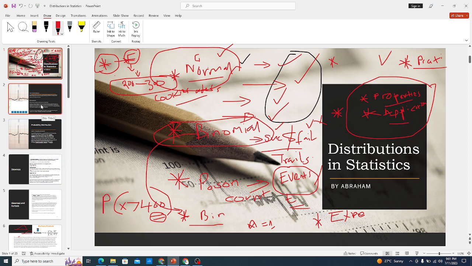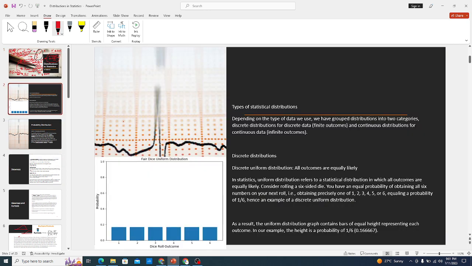Now to introduce this topic, let's start with the statistical distribution. Something I forgot to state is we have discrete distributions and also continuous distributions. For example, the normal distribution is an example of a continuous distribution.